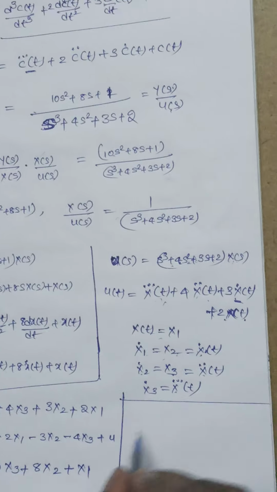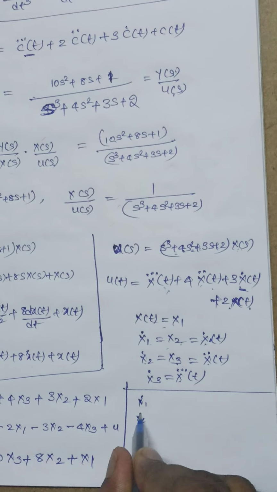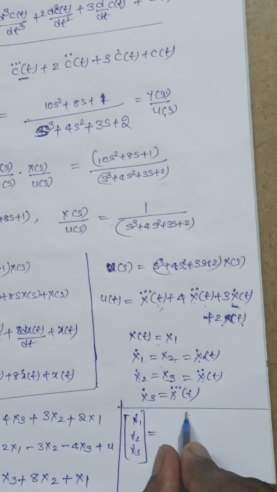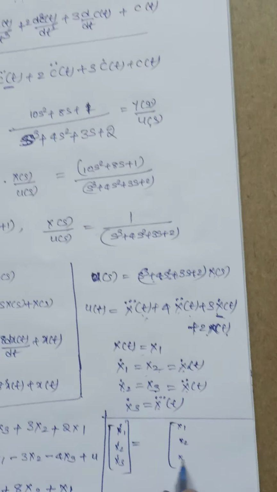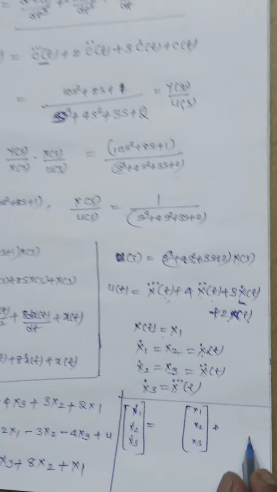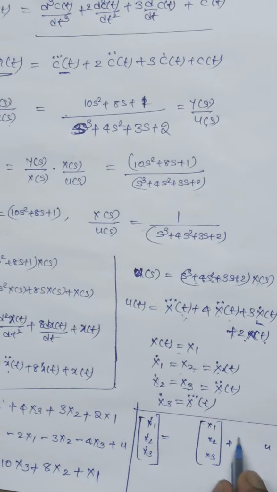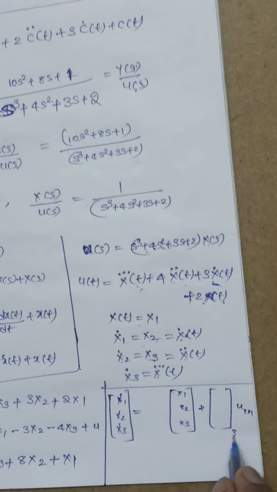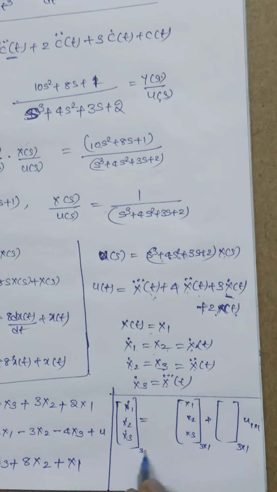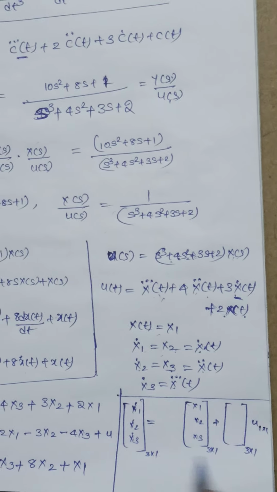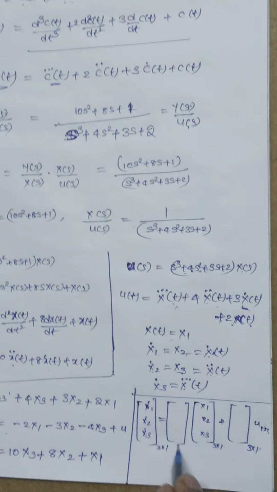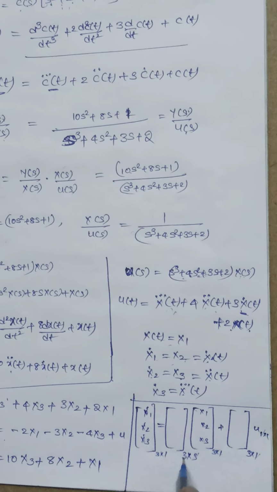Then how to represent it in a state space model? You write x1 dot, x2 dot, x3 dot is equal to, there are three state variables, x1, x2, x3, plus the input u. u is a 1 by 1 matrix, so the B matrix should be 3 by 1. Why? Because the A matrix is 3 by 3, so the multiplication should be with a 3 by 1 matrix. The 3 will get cancelled, and finally I get a 3 by 1 matrix.